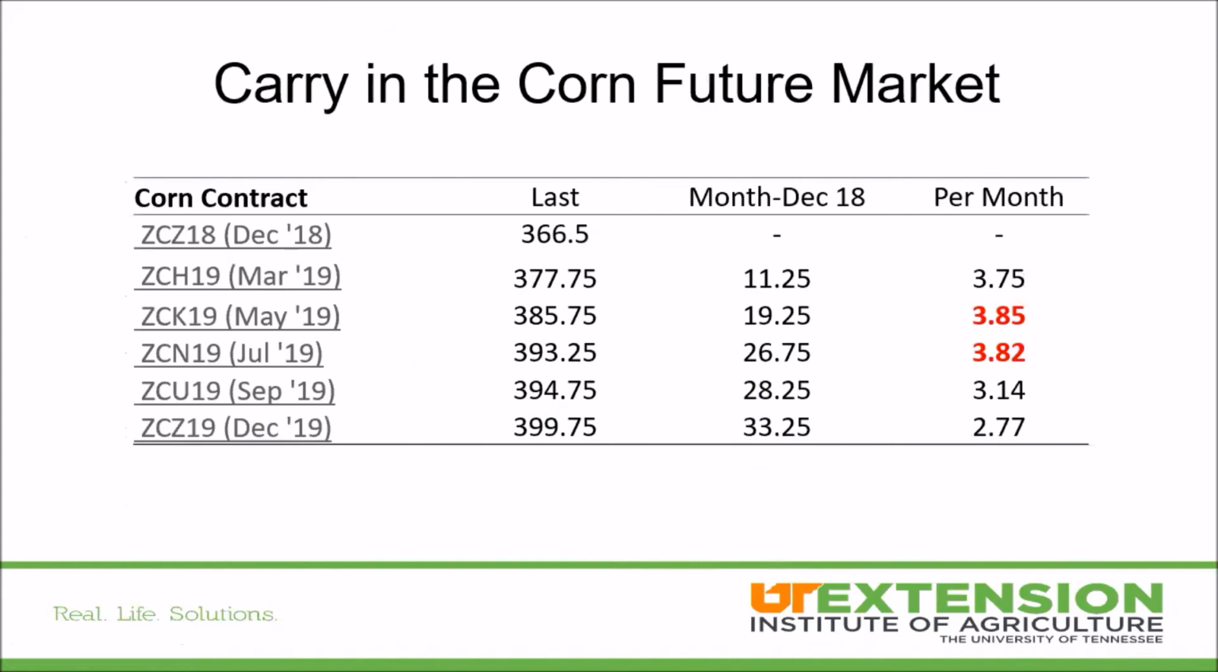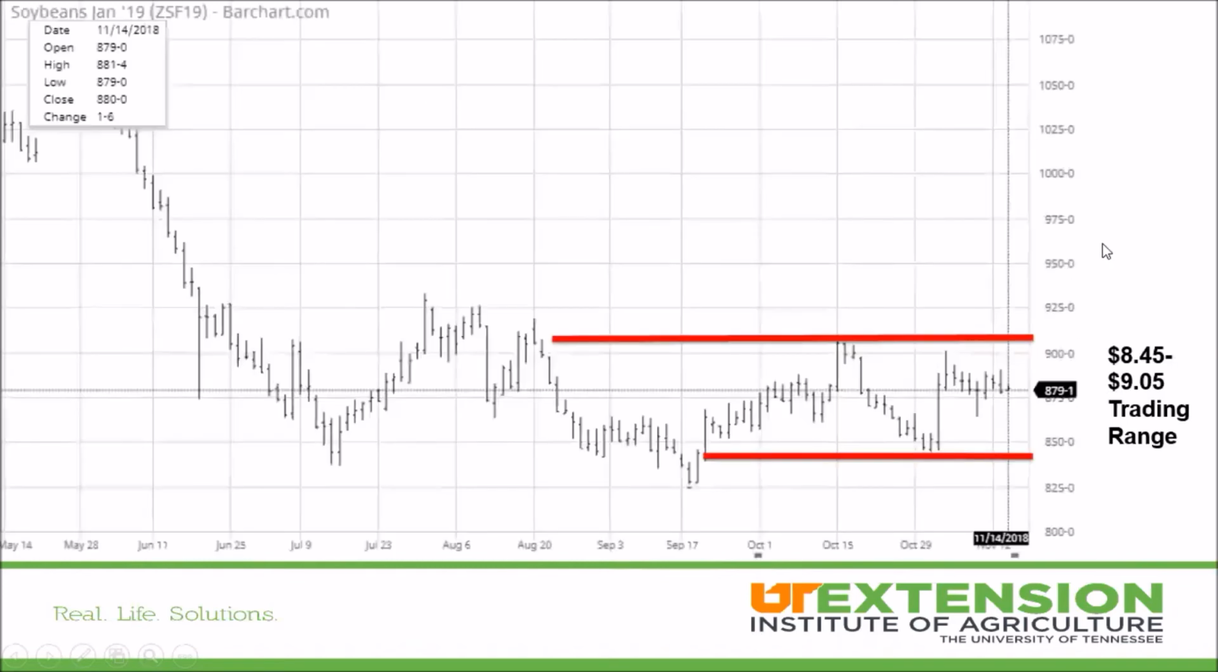So this is the carry between different contract months. We have December as the base, and then the deferred contracts, March through December 2019, looking at what the per month available carry in the futures market is, 3.85 cents to 3.82 cents, targeting somewhere in there. Might not be a bad idea, but even March at 3.75 is a decent carry. You'd have to take a look and see what your storage costs are relative to carry in the market.